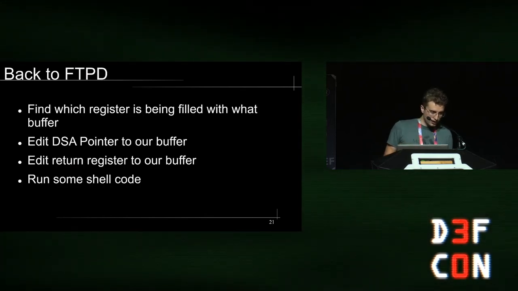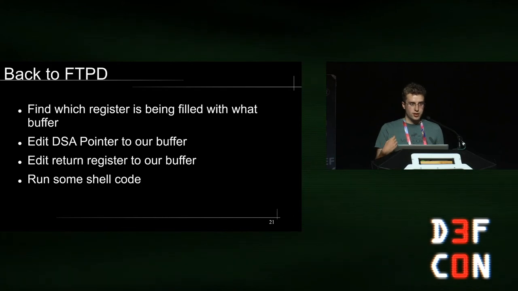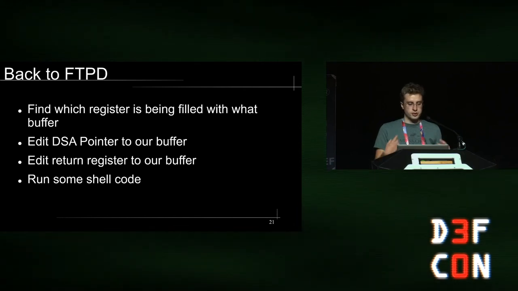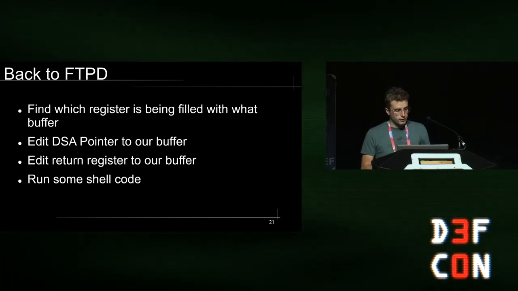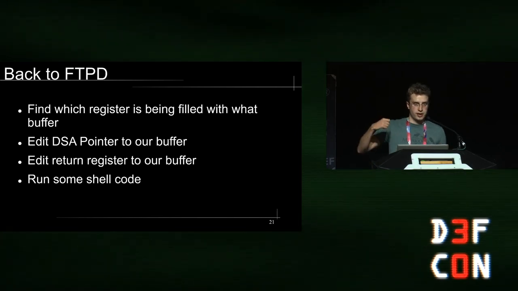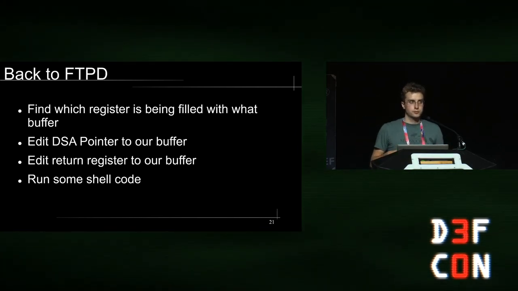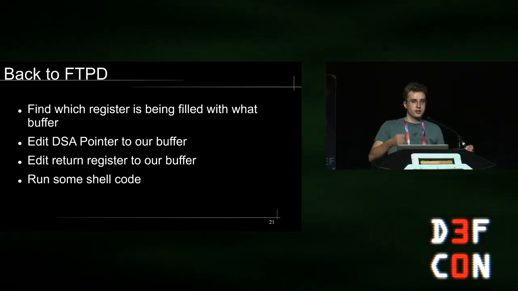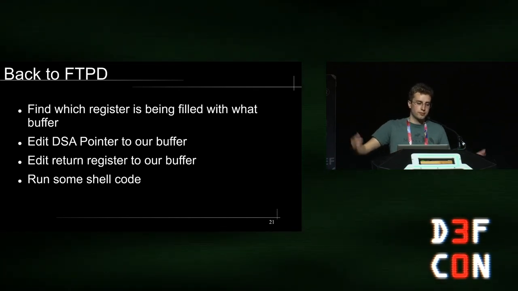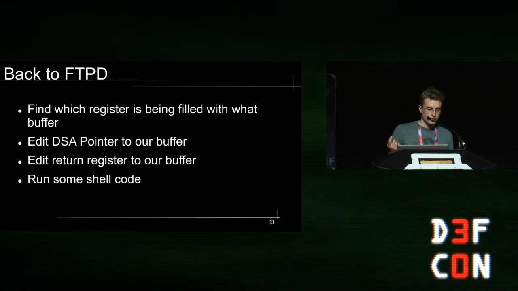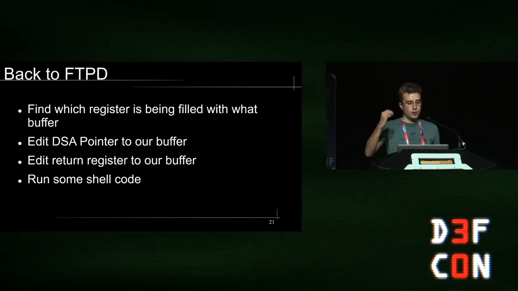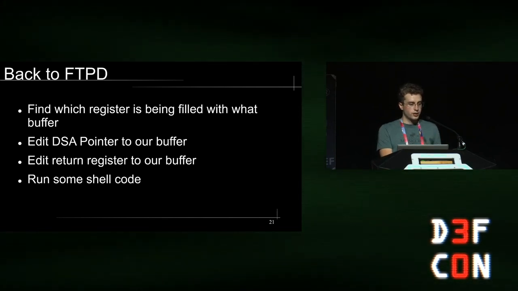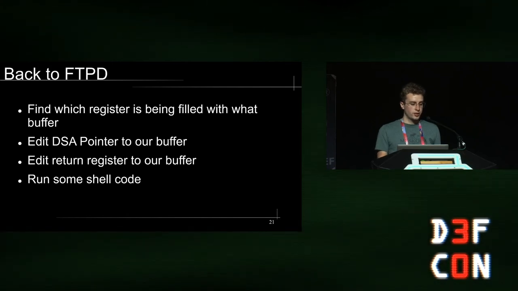So that FTP server on MVS 3.8J is vulnerable to a DSA overflow. All we have to do is keep crashing the FTP server. I'm not going to go through the vulnerability because it's just a simple C vulnerability: you give it a user, a space, and then a long list, and it crashes on that. So all we have to do is keep working out what register is being filled with what buffer, find out when we change that previous DSA pointer, point it towards our buffer, then edit the return register, and then run some shellcode.